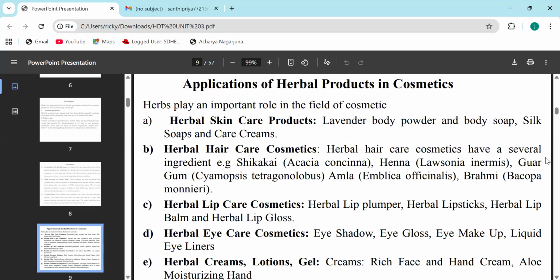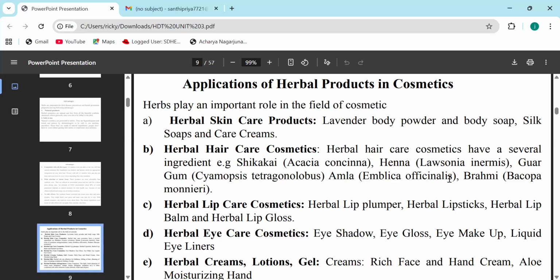Many of these products are available in the market, as we see in the examples. Next, hair care cosmetics have several ingredients. Examples of natural ones are shikakai, acacia, and henna. These are the biological names of these natural products: henna, Lawsonia inermis; guar, Cyamopsis tetragonoloba; Amla, Emblica officinalis; and Brahmi, Bacopa monnieri.